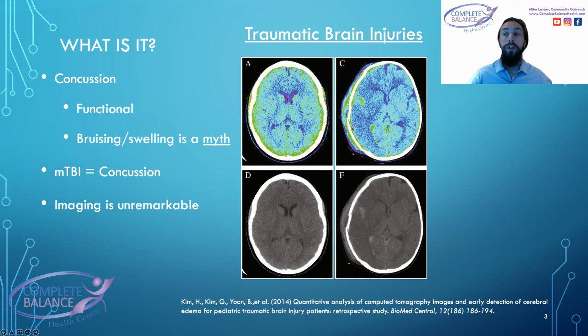If you have a moderate or severe TBI, so you see here, this swelling outside of the brain. There's also what looks like a fracture here. This is a severe TBI. So MTBI and concussion mean the same thing. Also, imaging is unremarkable, so you may hear this term from your doctor or from practitioners that the scans were clean, but you could still have a concussion.